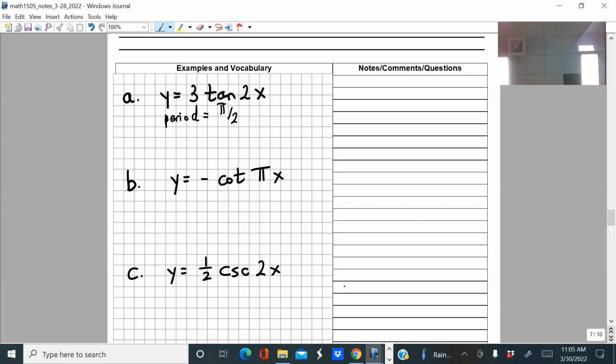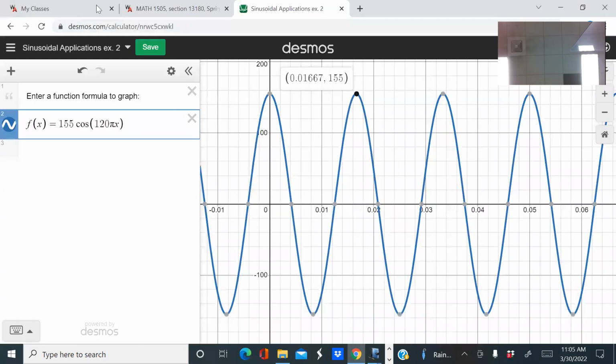You are going to have a vertical stretch, all right? So you're going to be stretching this graph by a factor of 3. That's very hard to recognize in the graph, though, but it is stretched by a factor of 3. Let's take a look at what that thing looks like.